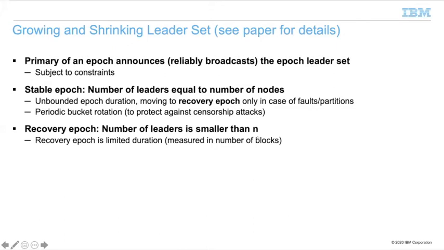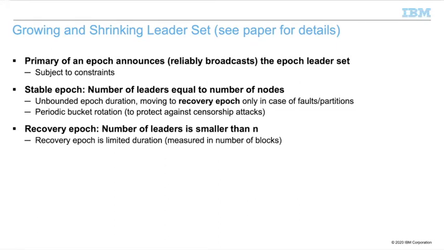Now the leader set. So far I talked about the leader set being a set of basically all nodes being leaders. And this is the default configuration of Mir. It works amazingly well with up to 100 nodes as we tested it, so you will see the performance numbers. But you can say, okay, this looks fragile. So what happens with the leader set when nodes fail?